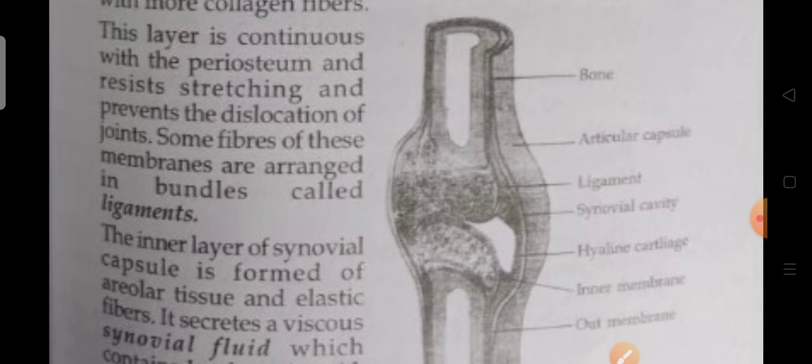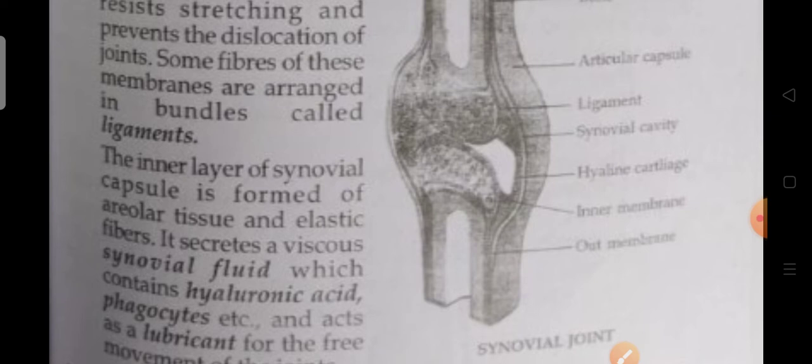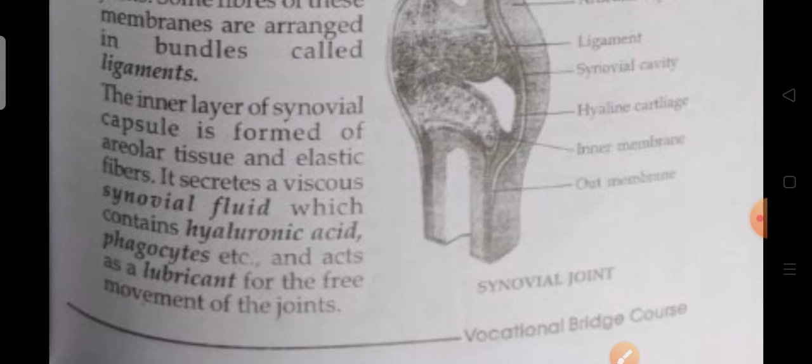Collagen fibers are also arranged in bundles called ligaments, which attach to the bones. The ligaments give support and strengthen the bony parts of the joints. Next, the inner layer of the synovial capsule is formed with areolar tissue and elastic fibers. It secretes a viscous synovial fluid which contains hyaluronic acid, phagocytes, etc. It acts as a lubricant for the free movement of the joint. The synovial joint is always helpful for the free movement of the joints.